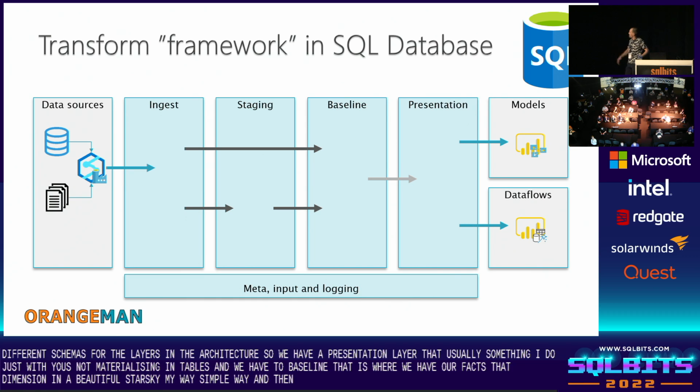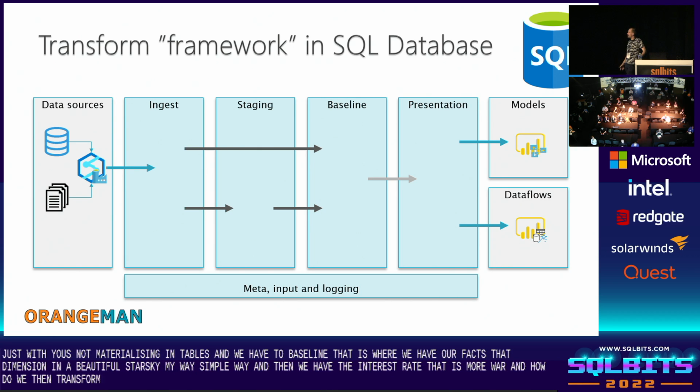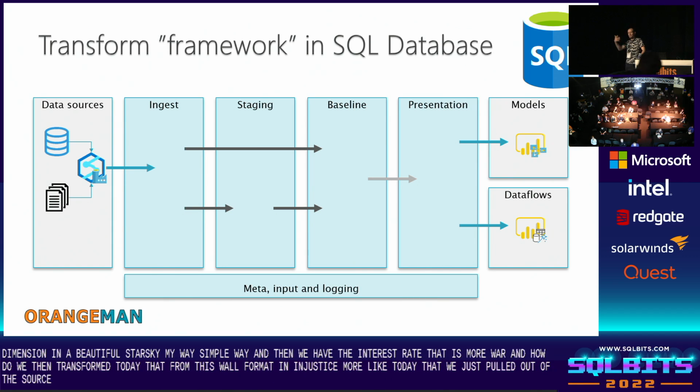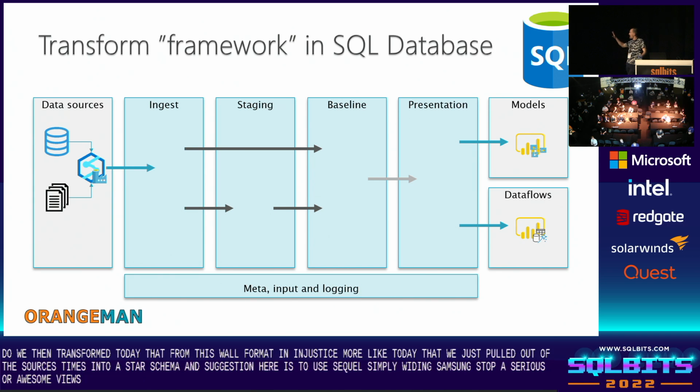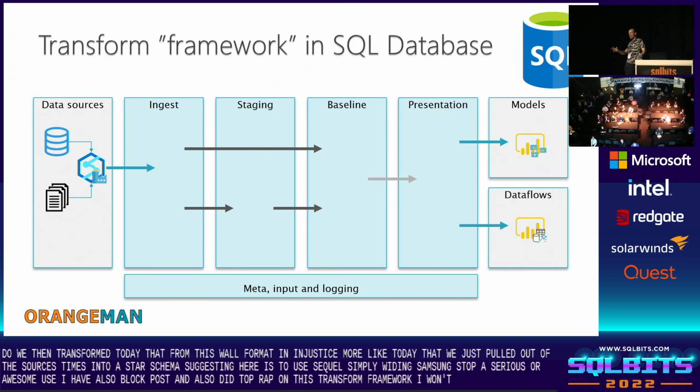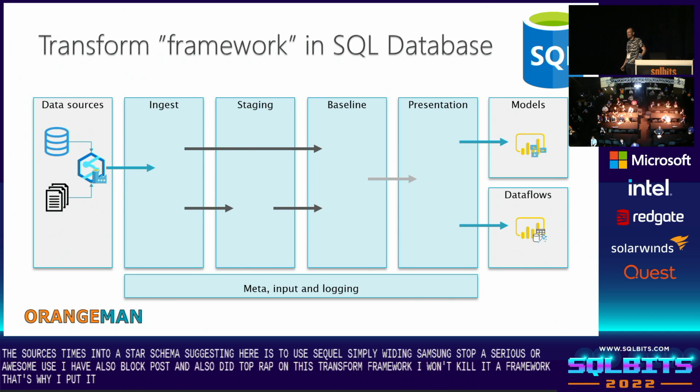And then we have the ingest data that is more raw. How do we then transform the data from this raw format in ingest, that is more like the data we just pulled out of the source systems, into a star schema? My suggestion here is to use T-SQL, simply writing some stored procedures or some views. I also have a blog post and a GitHub repo on this transform framework. I won't call it a framework, that's why I put it that way.